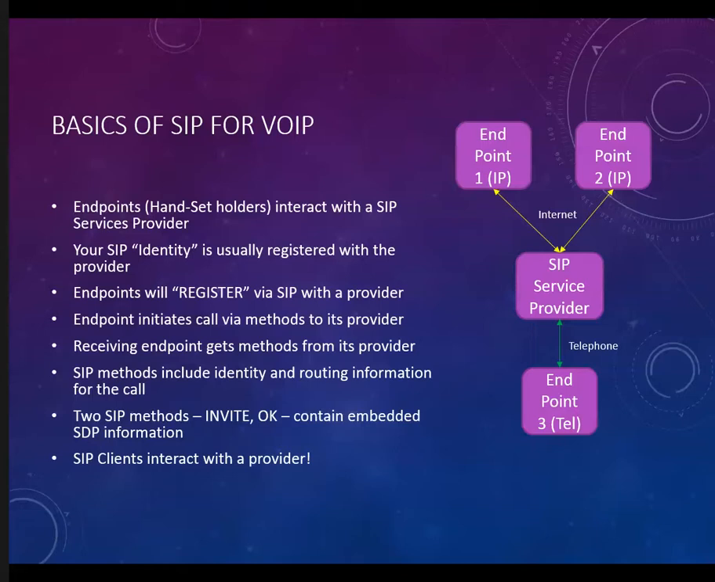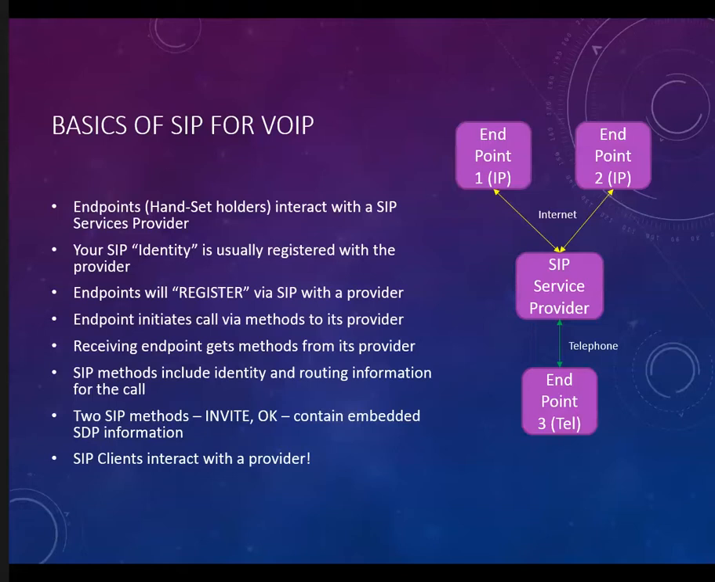In general, endpoints do have to register with a SIP provider. Your SIP identity is used, and you register it so it becomes visible to people trying to call you, so that you can advertise to them. Endpoints then initiate a call via methods to the SIP provider. So the actual mechanism is through a message called an invite message, or a method, and those methods instruct the SIP provider to make a connection to the different endpoints.